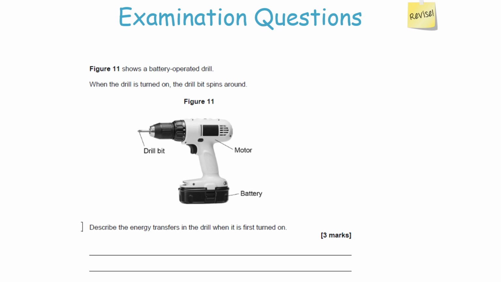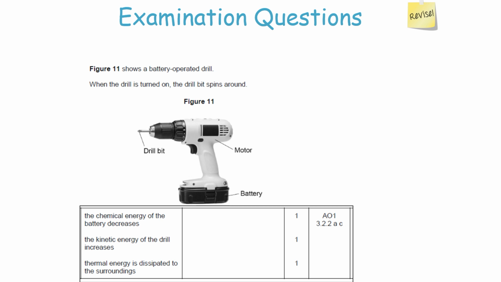Now when you're describing energy stores, always talk about the starting energy store and how it's decreasing, then the final energy store and how it's increasing, and then that some energy is always transferred to the internal energy of the surroundings or dissipated. So we say here it's a battery, so it's chemical energy. So the chemical energy of the battery decreases. The drill bit is spinning, so it's moving, so its kinetic energy store increases whilst the thermal energy is dissipated to the surroundings.